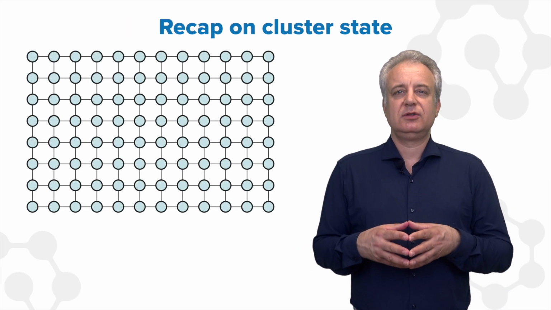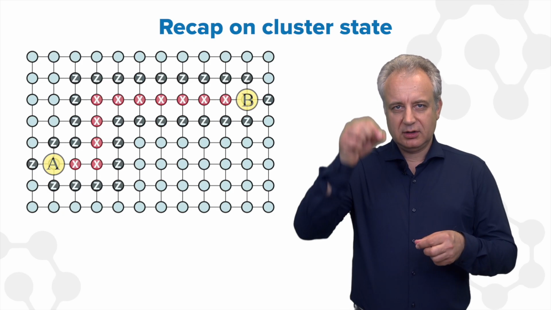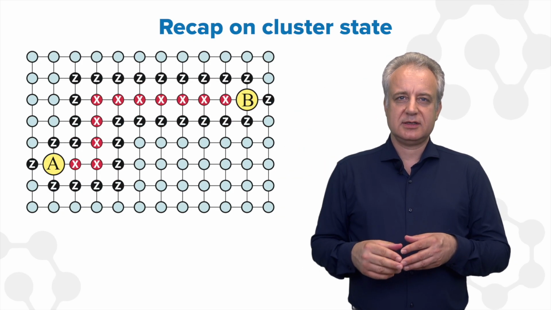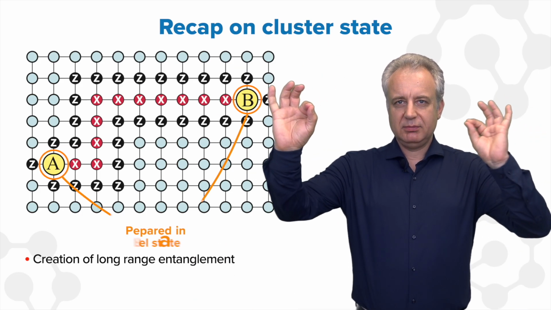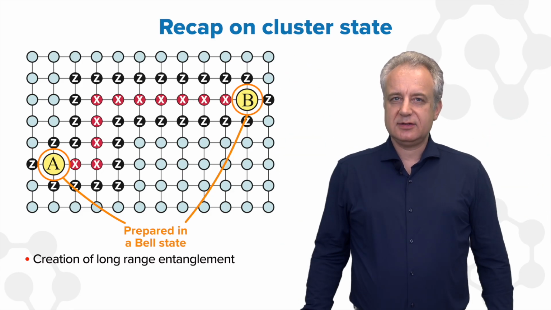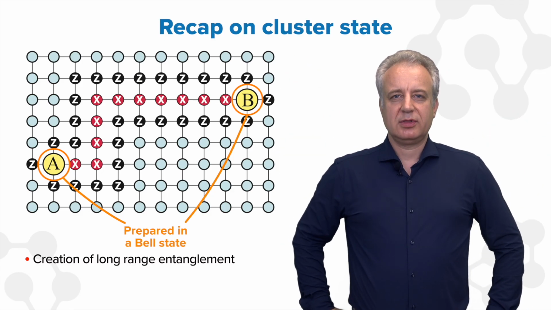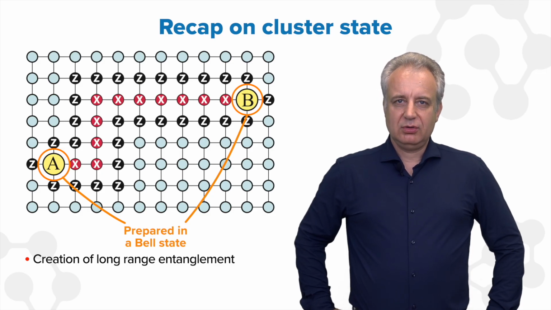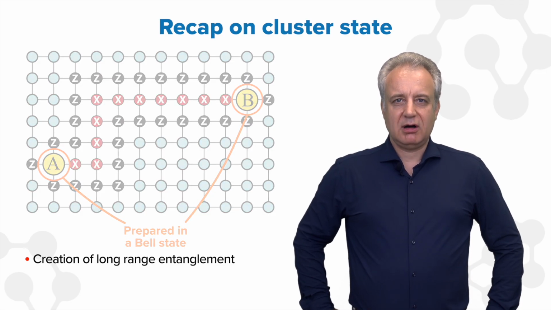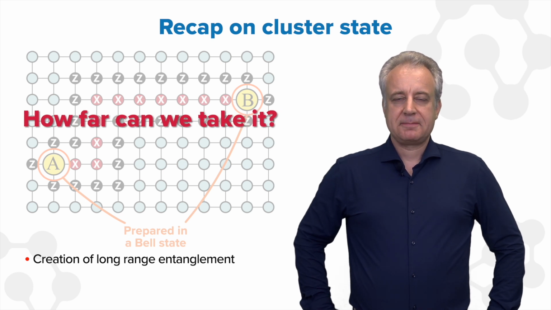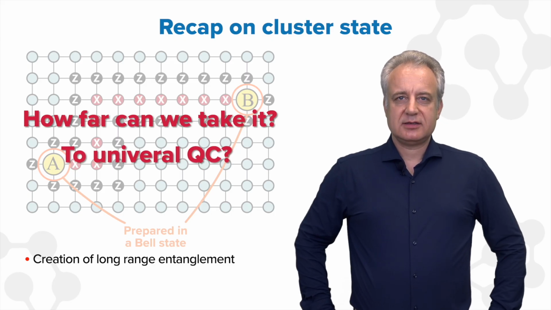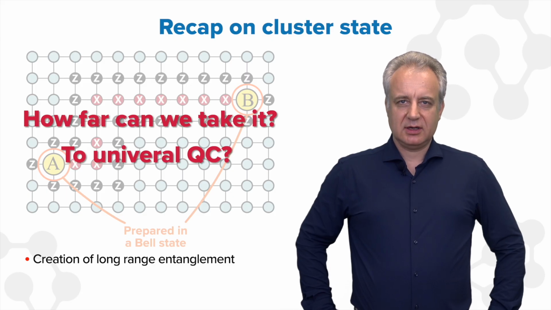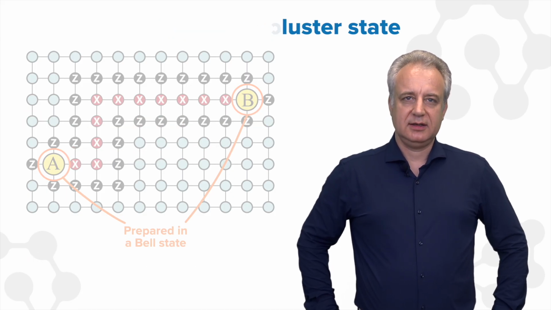So this is just to recap how we started out. What you see here is a two-dimensional cluster state, where certain qubits are measured in certain bases, and what this amounts to is creating long-range entanglement between distant positions A and B. This is one thing that you can do with cluster states. And so the question arises, how far can we take this? Well, we can take it to universal quantum computation, and this is what this mini-series is about. So in this part, we want to study the proof of computational universality.